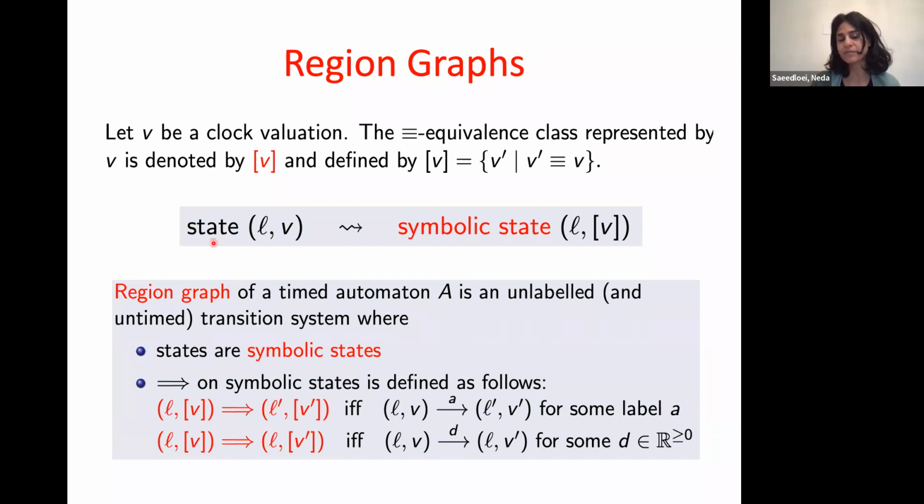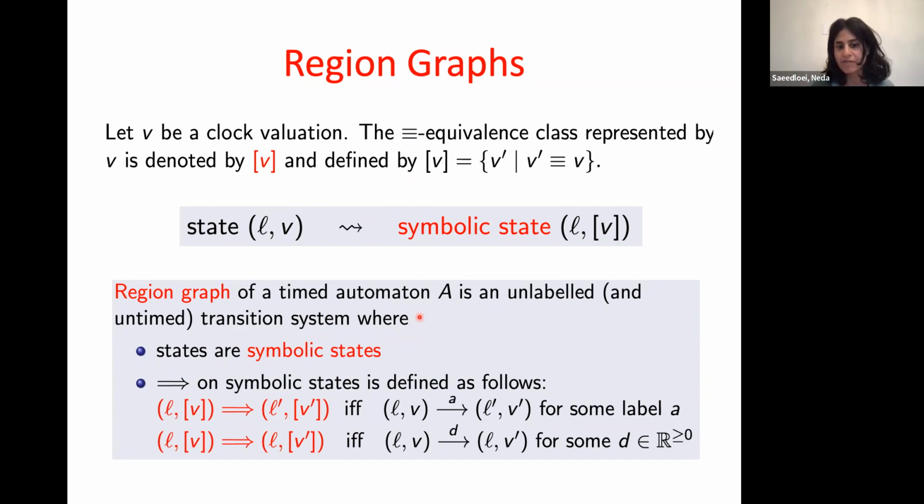We had states L, V. L was a location, V was a clock valuation. Now we are going to move to symbolic states where my states are going to be pairs. The first item of the pair is a location, and the second item is the equivalence class represented by that clock valuation, which means the set of all clock valuations that are equivalent to V.